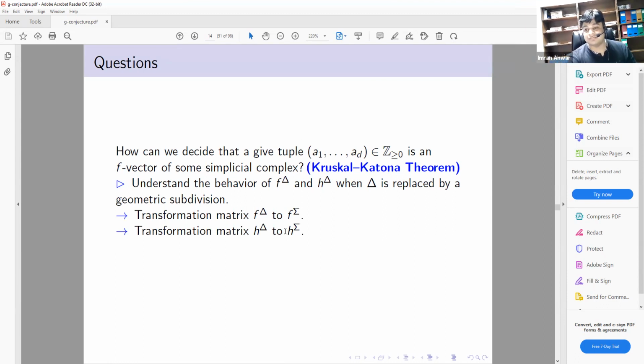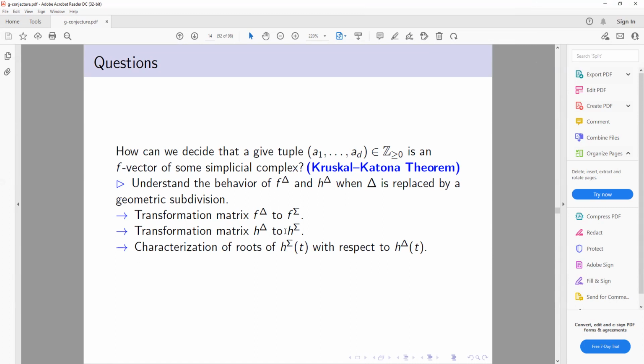And trust me, these are very, very difficult questions in general, because we are not talking about one simplicial complex. We are talking about all kinds of simplicial complexes arising from triangulation, and the characterization of the roots of the polynomial. This study was also introduced by Newton, who has given many important results regarding the real rootedness of a polynomial. The real rootedness of certain polynomials, particularly the H polynomial, encodes many important pieces of information in the theory of enumerative combinatorics that I'm presenting. If the H polynomial of the original simplicial complex has real roots, what about the subdivided one? This is also an important question.